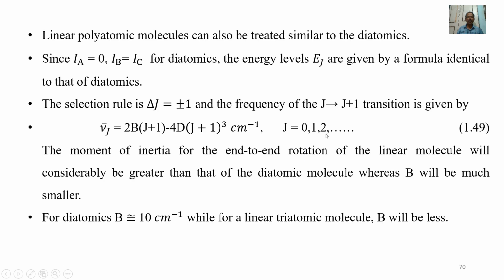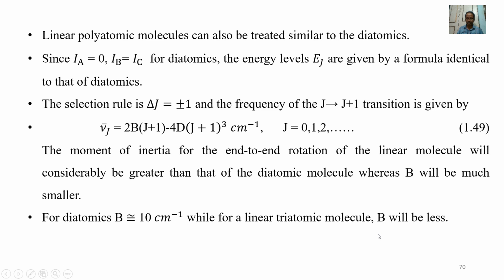The moment of inertia for the end-to-end rotation of the linear molecule will be considerably greater than that of a diatomic molecule, whereas B will be much smaller. For diatomics, the rotation constant will be around 10 cm^-1, while for the linear triatomic molecule, B will be around 1 cm^-1. So this will be very small.